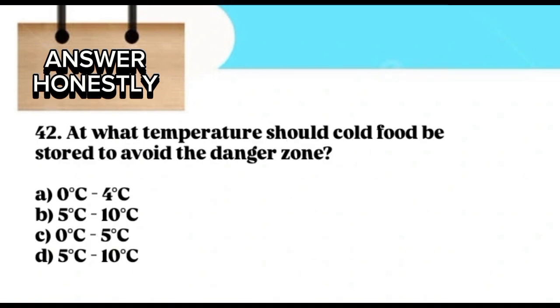At what temperature should all foods be stored to avoid the danger zone? A. 0 degrees Celsius to 4 degrees Celsius. B. 5 degrees Celsius to 10 degrees Celsius. C. 0 degrees Celsius to 5 degrees Celsius. Or D. 5 degrees Celsius to 10 degrees Celsius.